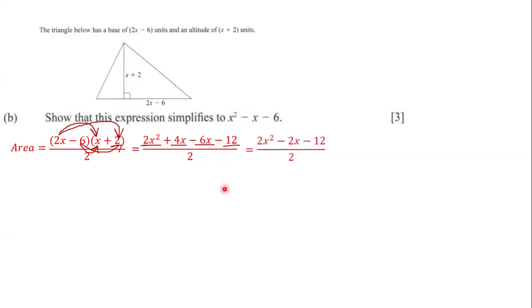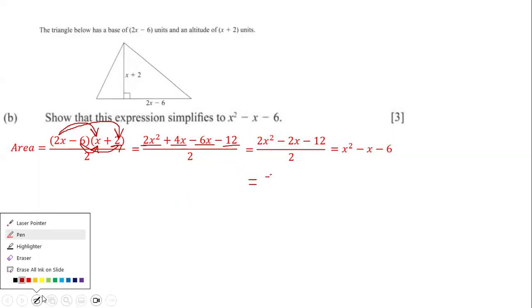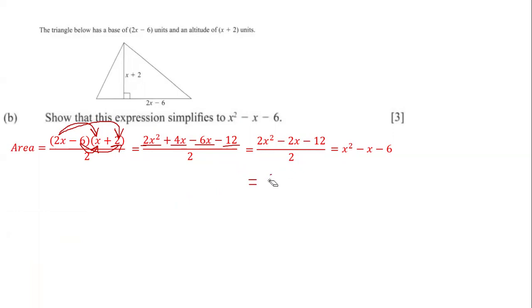And so we say 4x minus 6x, and 4x minus 6x is negative 2x. And so we have 2x squared minus 2x minus 12 all over 2. And so we still have some more to simplify. What we have to do is take each term. Let me just show the step, because I think the step is important. So let me write it properly, just to show you what exactly happened.